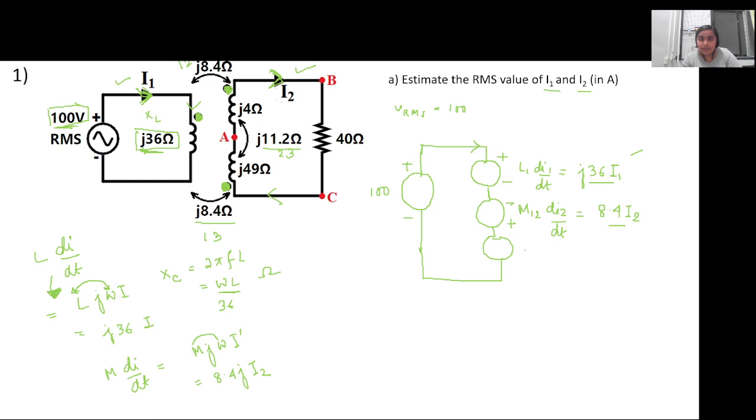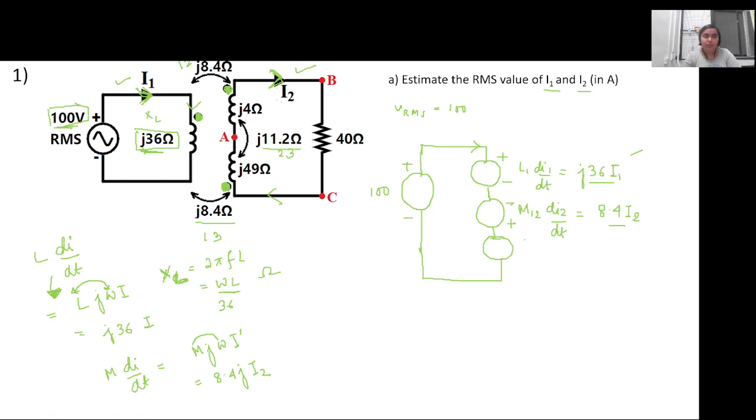XL is equal to 2πfL. Sorry, XL, I meant XL for the inductor, the impedance. Is it fine?